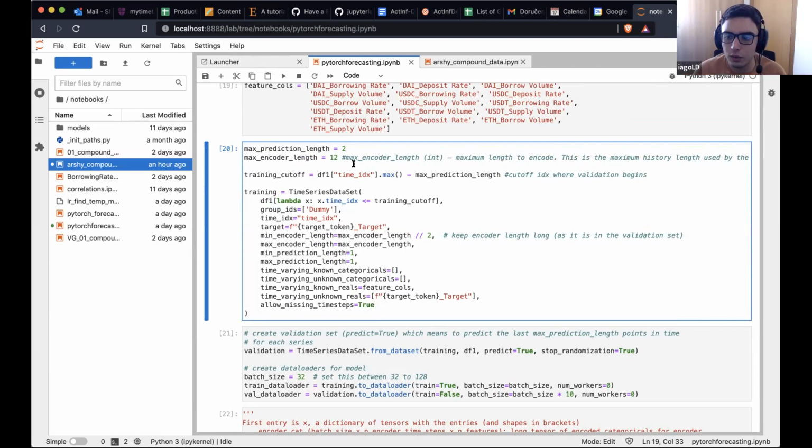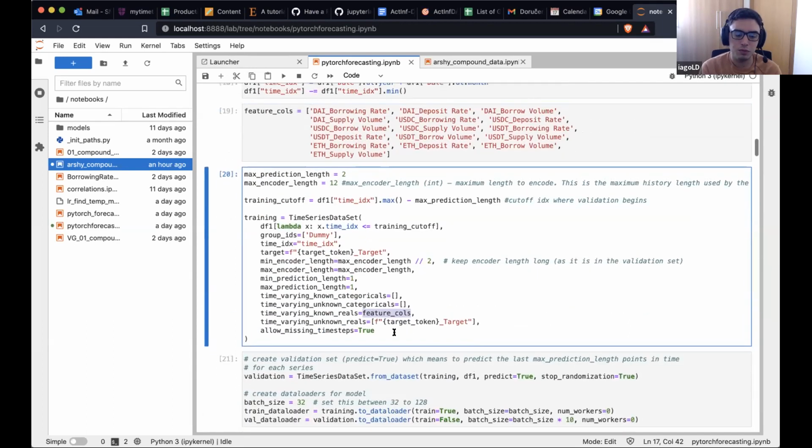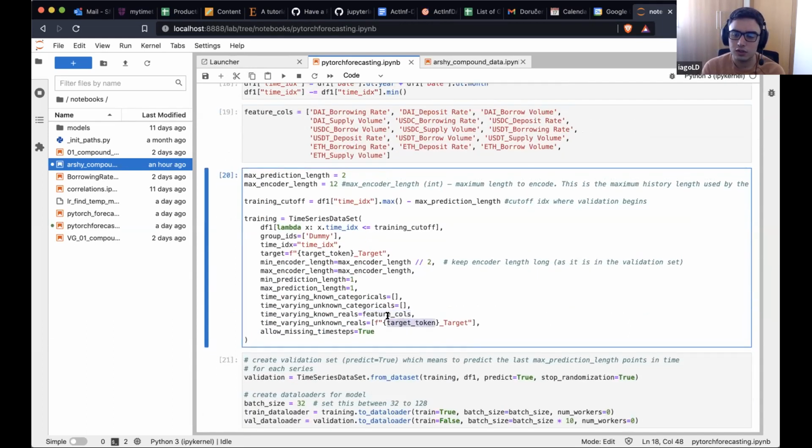Also, one thing I want to talk about is, especially on these parameters, you have these two specific ones, which are the time varying known reals and the unknown reals. From what I read in the documentation, the known reals are the ones you would know in the future, and the unknown the ones you wouldn't know in the future. I just didn't understand why all of those columns are in the known one, because to me it seems like we wouldn't know them in the future. Pretty much all of those feature columns.